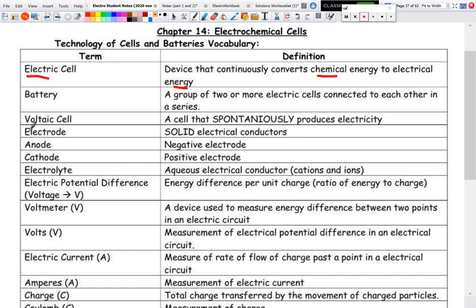Now for our voltaic cell, this is what we're going to be focusing on today. It's a cell that spontaneously produces electricity. So it uses a spontaneous reaction in order to do this. Now we're also just going to look at three other terms right here.